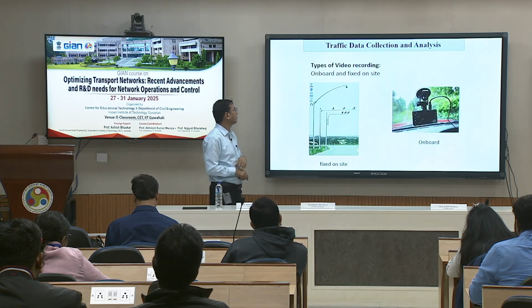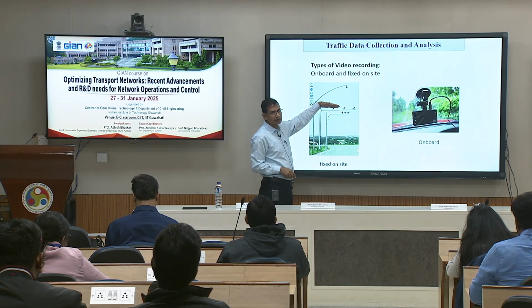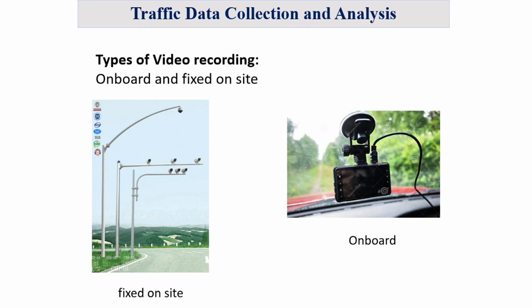In one case, your video camera can be static and placed on a pole, then you will keep recording a particular stretch of the road, and all the vehicles which are flowing on that road, you will be able to get the data. So here the vehicle will not be fixed, all the vehicles will keep changing and you will be getting the data, but the stretch will be fixed.